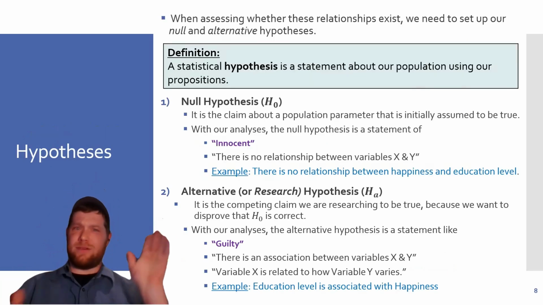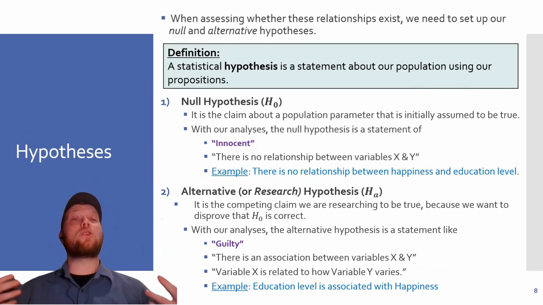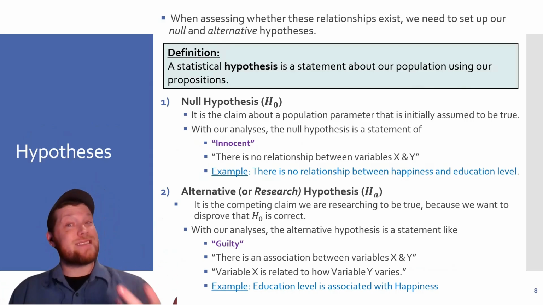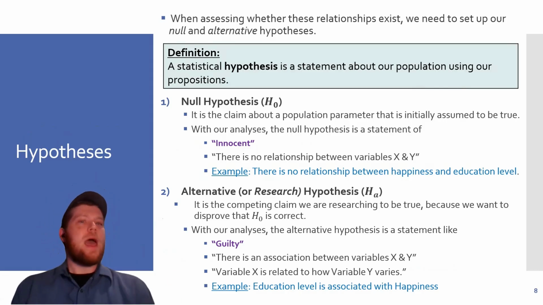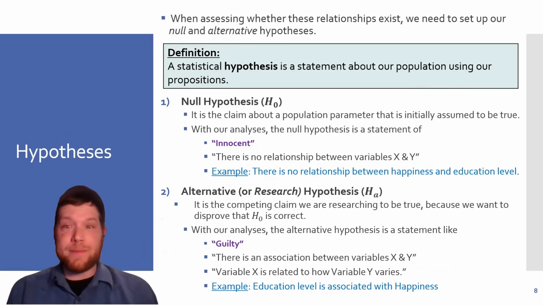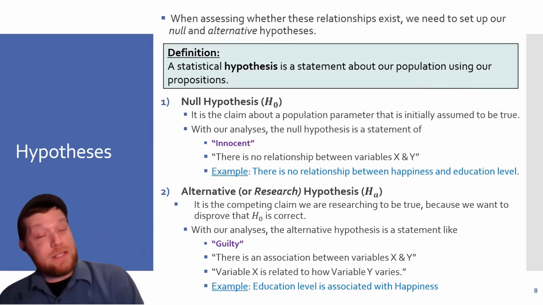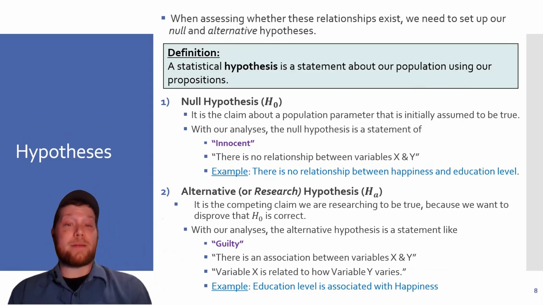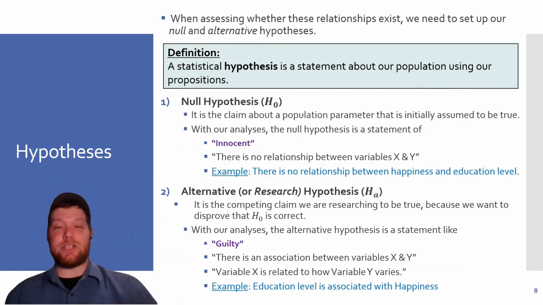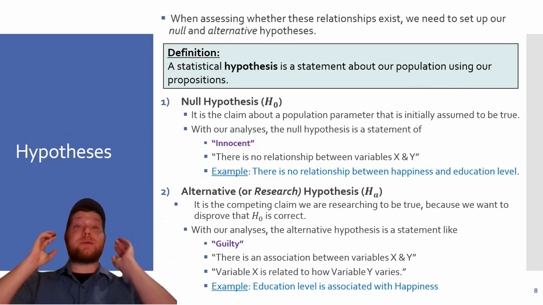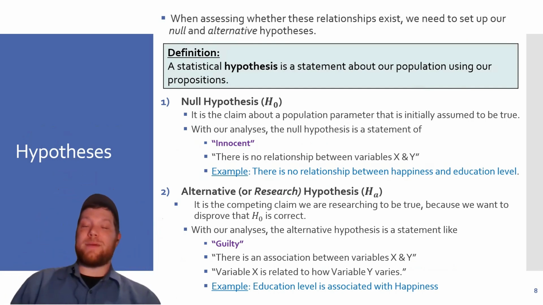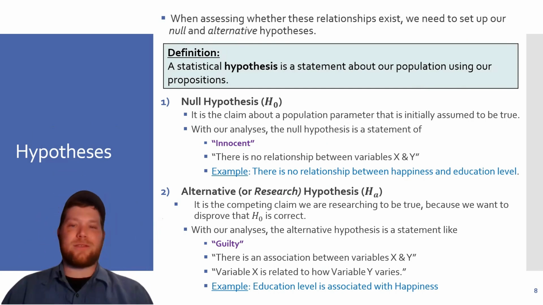And a quick reminder, I'm going to do a crash course of this. You want to set up your own null and alternative hypotheses, and these are just statistical statements about our population using our propositions. The null hypothesis is usually that there's no relationship, the idea of someone being innocent until proven guilty. The alternative or research hypothesis is basically that there is an association, there is a relationship going on here. So with our analyses, we want to test which one we can go for. We ideally want to have the alternative hypothesis, but if we can't, we have to just say there is not enough evidence to reject the null hypothesis.